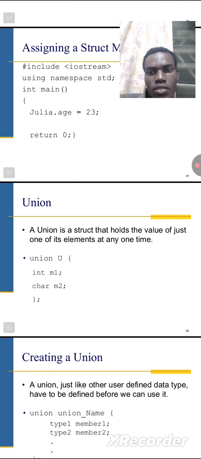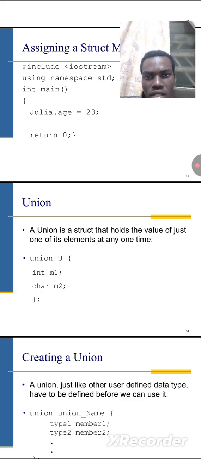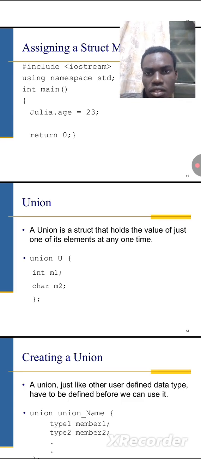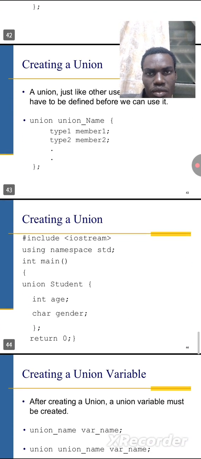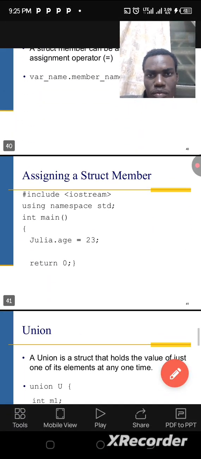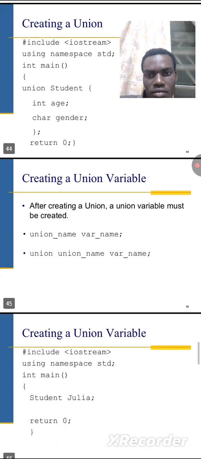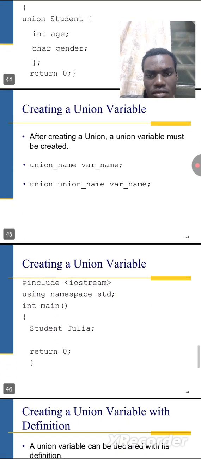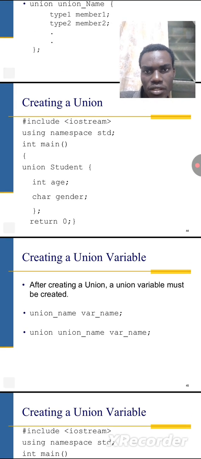Now let's look at union. The union is a struct that holds the variable of just one of its elements at any one time. So it just only holds one member. So you can only call out one member. You can't call multiple members, not as compared to the struct. So this is how it looks like.